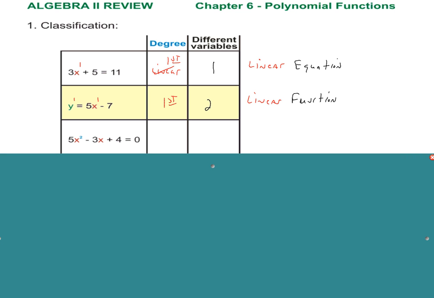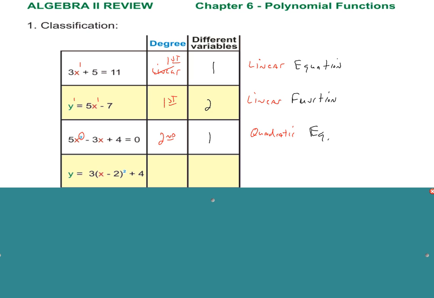Looking at the second situation, again, I'm looking at the degree. It's the degree of the highest degree term. Now we have a second degree. Second degrees are quadratic. Now, is it a quadratic equation or quadratic function? How many different variables? There's only one variable. That's an equation.